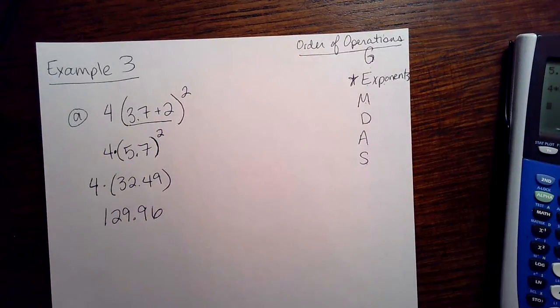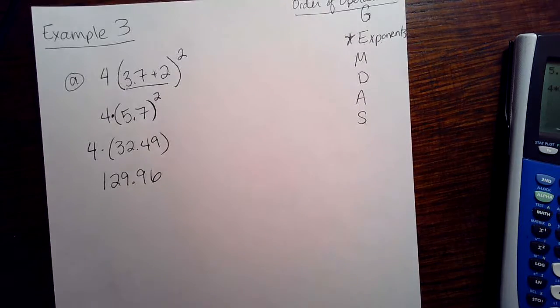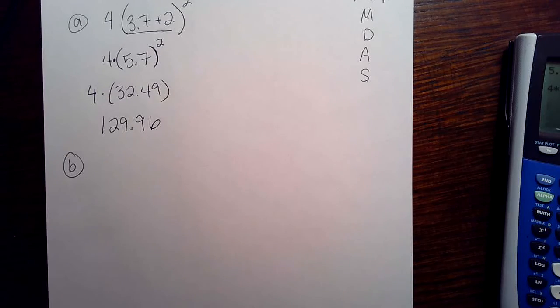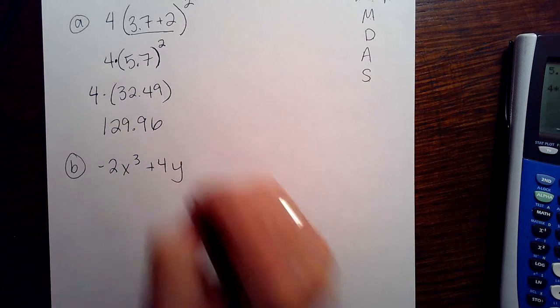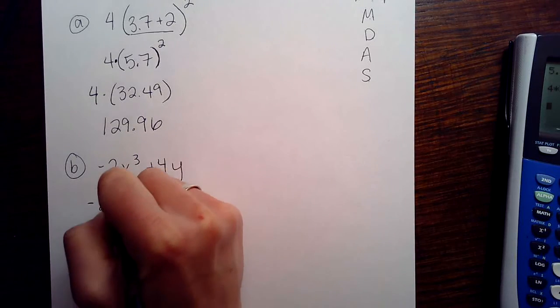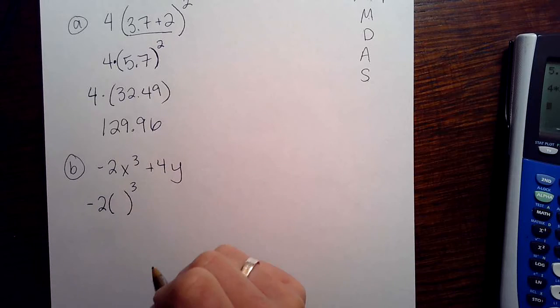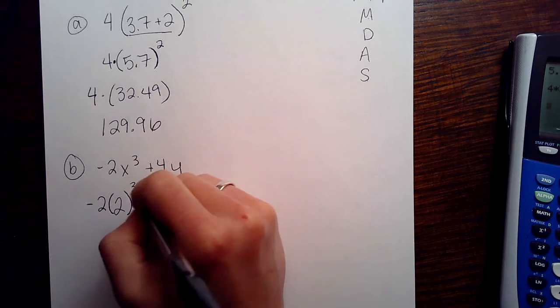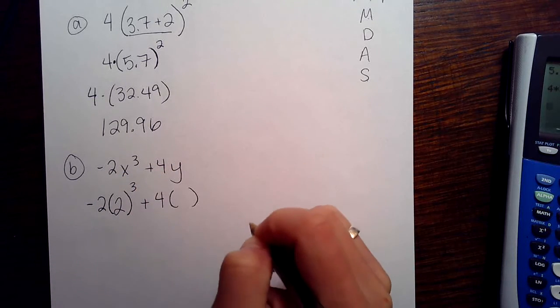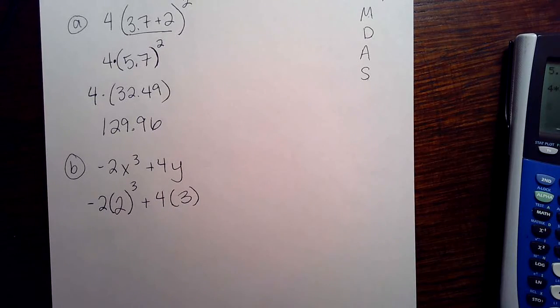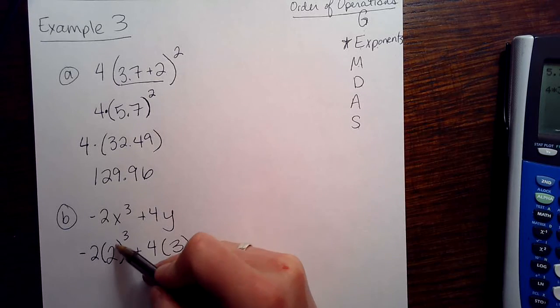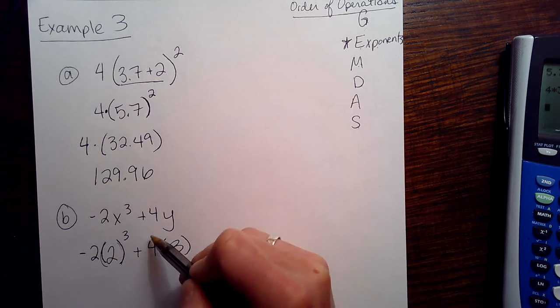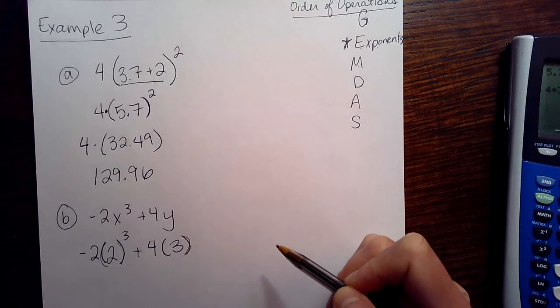You can also check out how we could use this to evaluate. You plug in numbers and you replace them with parentheses. This is example 3b. Negative 2x to the third plus 4y. When we have an x value, replace x with parentheses and plug in 2. Replace y with parentheses and plug in 3. And now again, we follow our order of operations. We look inside parentheses. Anything to simplify? Nope, those are already simplified.